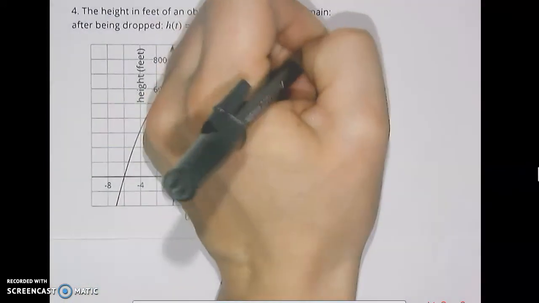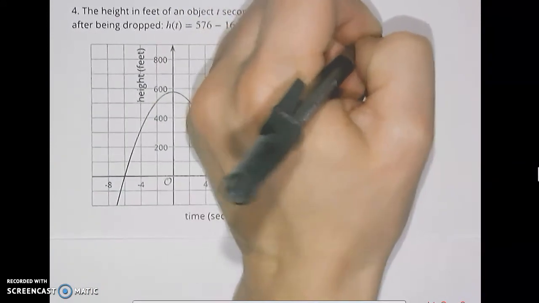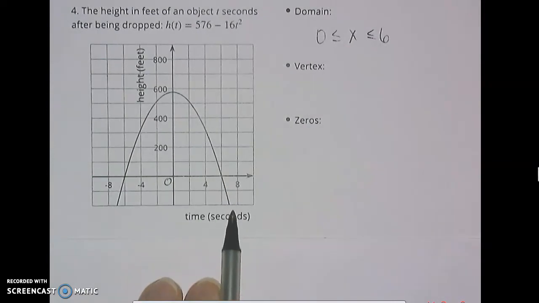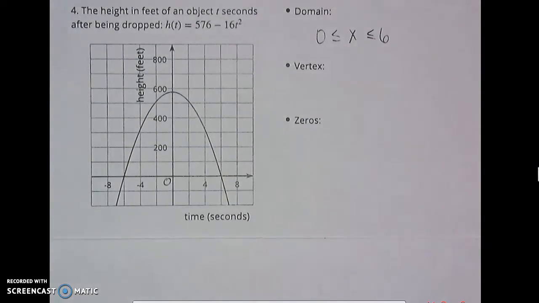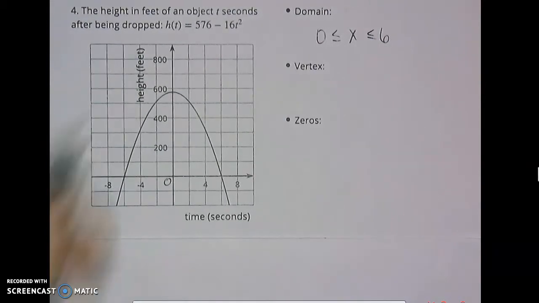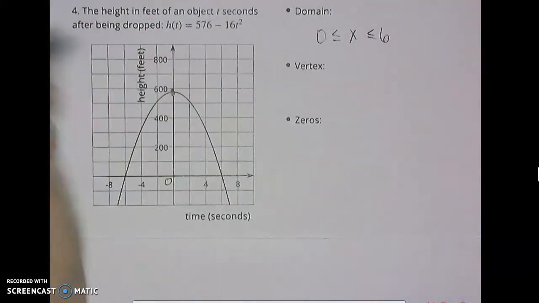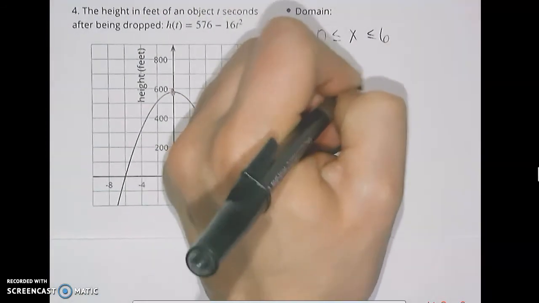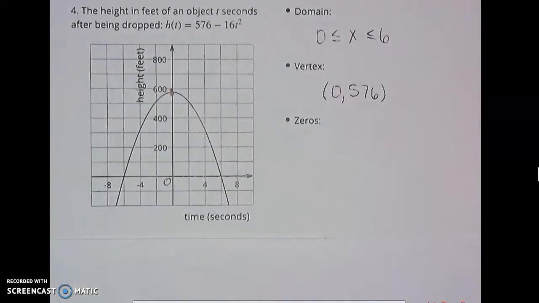So we can't have negative, and we wouldn't want to be past 6 seconds, because then that means that this object would be underground, which we don't want either. Here's our vertex. And if we plug in 0 to the original equation, we would get 576 out as our y-coordinate.